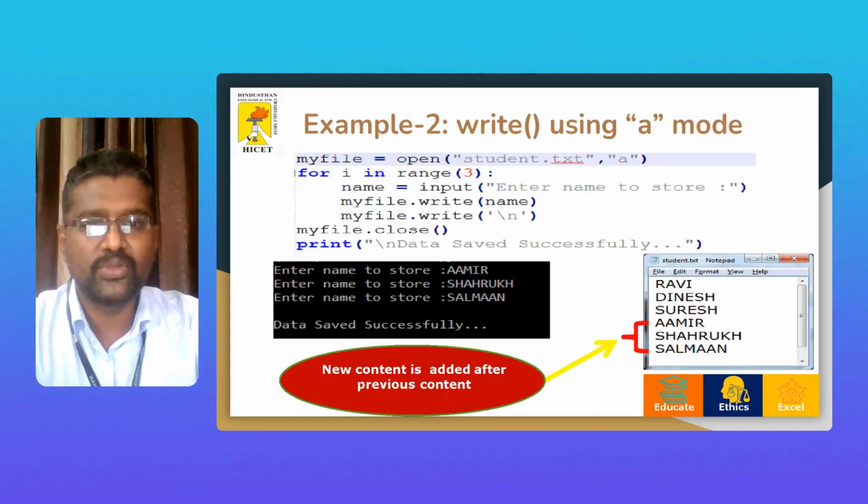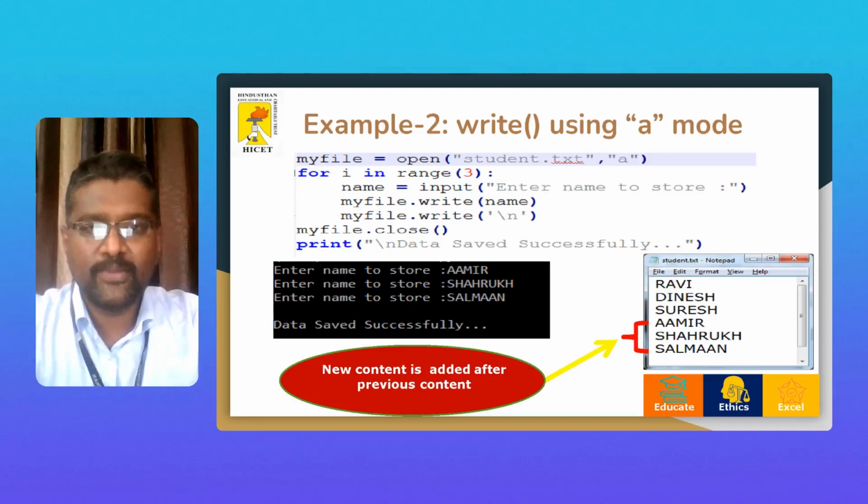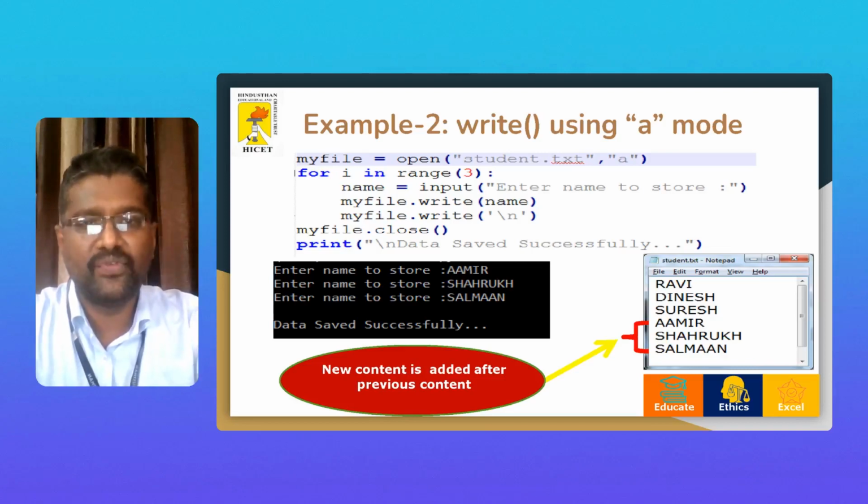Now I'm going to change the access mode to A, so that the already existing content will be added to with the new content. Here I already have three names, and now I'm going to add three more names to the file with the help of access mode A. So this is a slight variation of the previous program with the mode A.